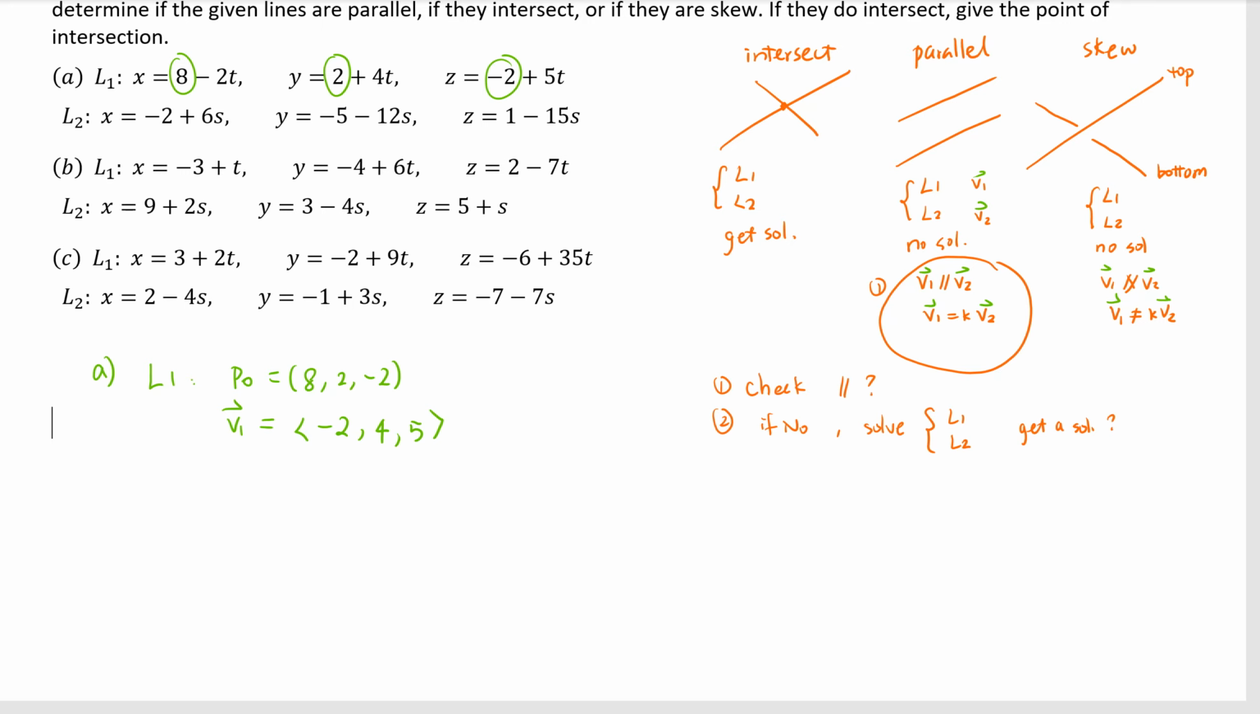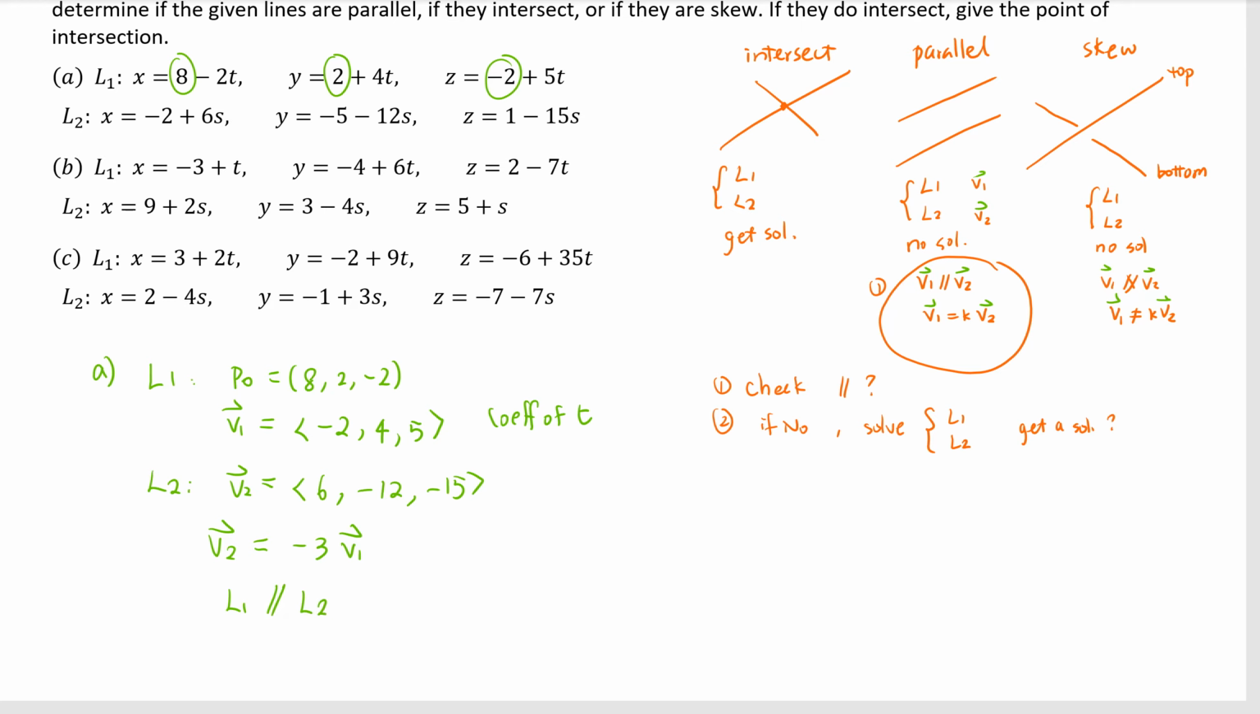So far so good, everybody. How about line 2? In order to know whether they're parallel or not, we don't need to find the point. We only need to know the direction. So just look at the coefficients of t. So V2 is 6, and then minus 12, and then minus 15. Are they multiples of each other? Yes. V2 is actually negative 3 times V1. Good. So that's why we say L1 is parallel to L2.